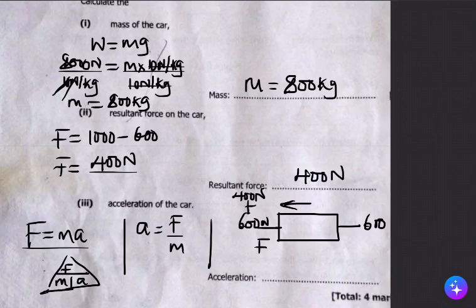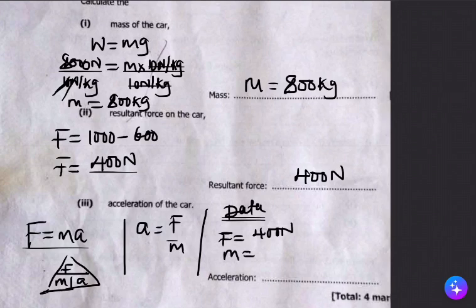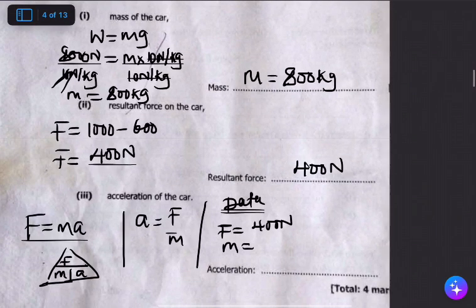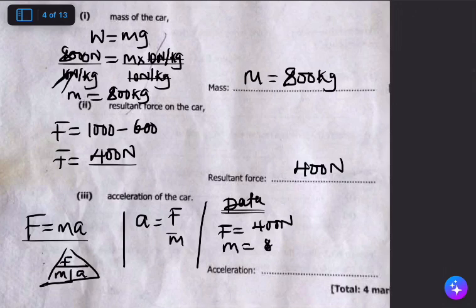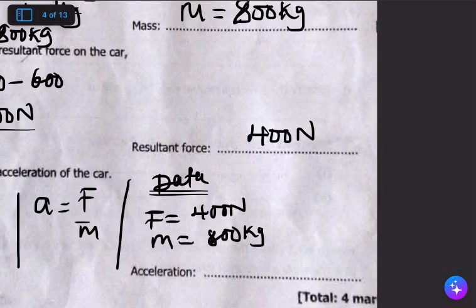So to set up the values in the calculation, we can place our resultant force, which will be equal to 400 newtons, and then we look at the mass of the car. We found it to be 800 kgs. Then we can set up these values in the formula for acceleration.